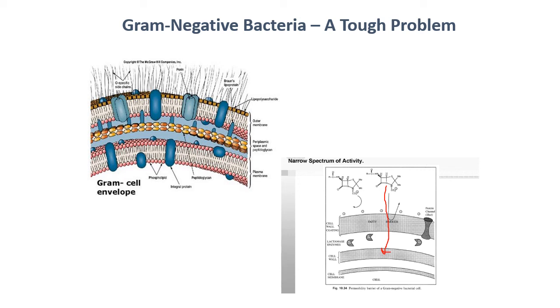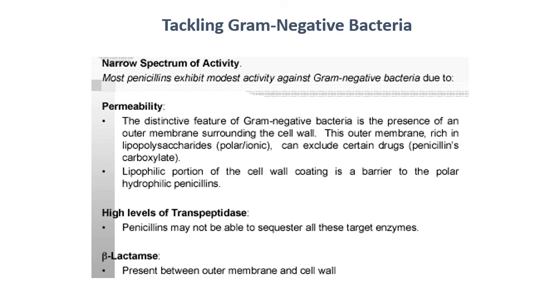We have a barrier there, and we're relying on porin channels basically to transport things in and out. If the molecule is too big, it won't get in there. So this permeability problem is hopefully clear. You have this outer membrane that just adds another layer of protection around the bacteria.